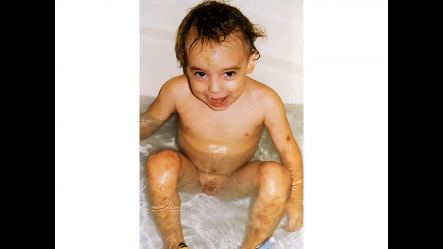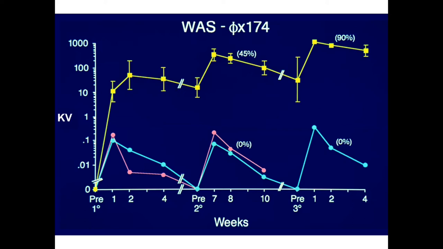He was prepared for bone marrow transplantation. You see he had eczema and he has bleeding, but he looks pretty good. He went through bone marrow transplantation without problems from a sister, and is now a healthy 20-year-old boy. And what is wrong with their immune system?